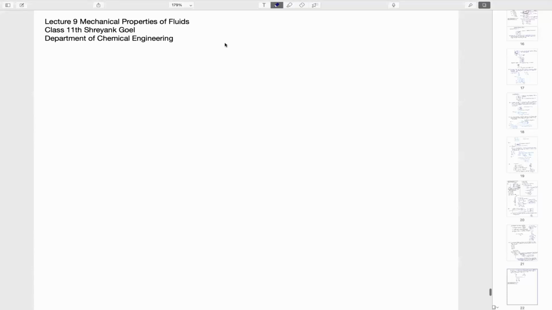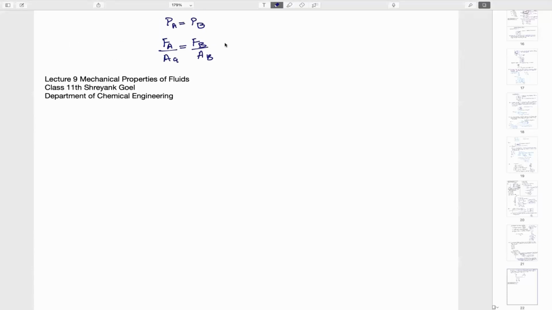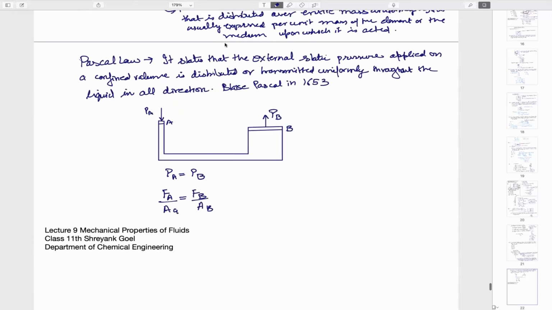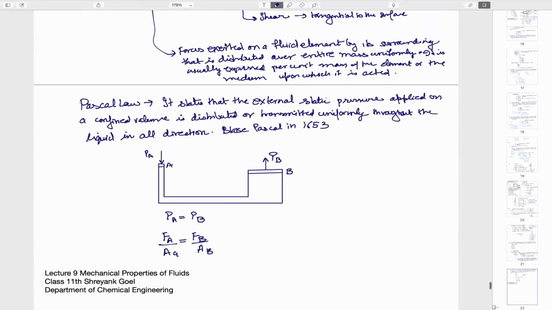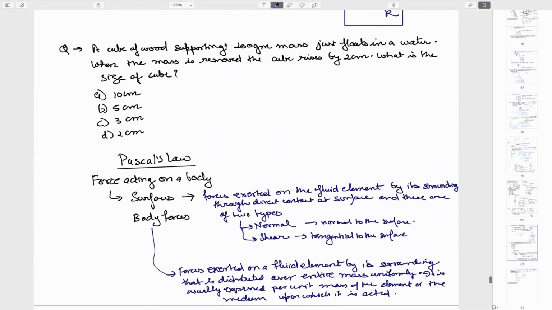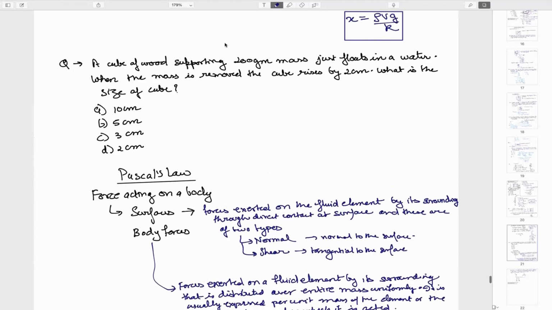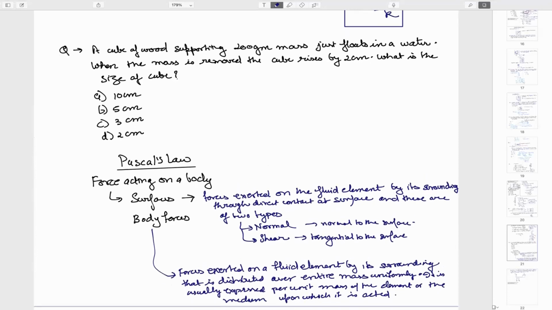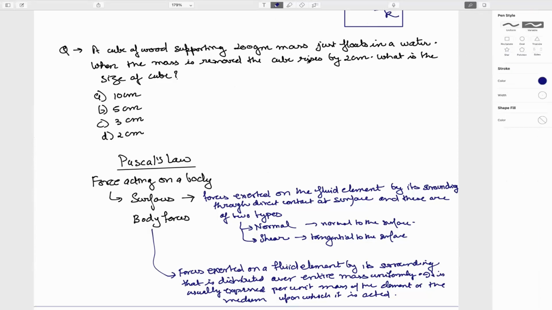So far we have discussed a lot of fluid statics. Yesterday I was about to complete the fluid statics. Only one thing is remaining, that is Pascal's law. And before Pascal's law, I gave you one numerical. So let's look at the solution of it. This is a previous year question, I guess. I don't exactly remember, but this is a very nice question.